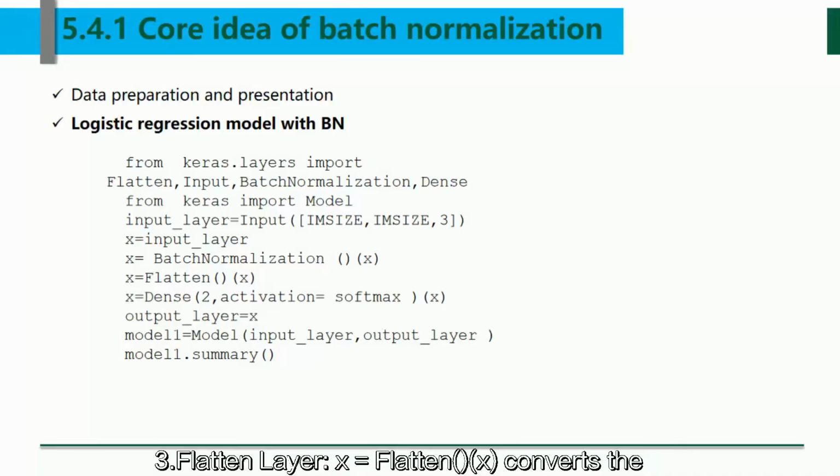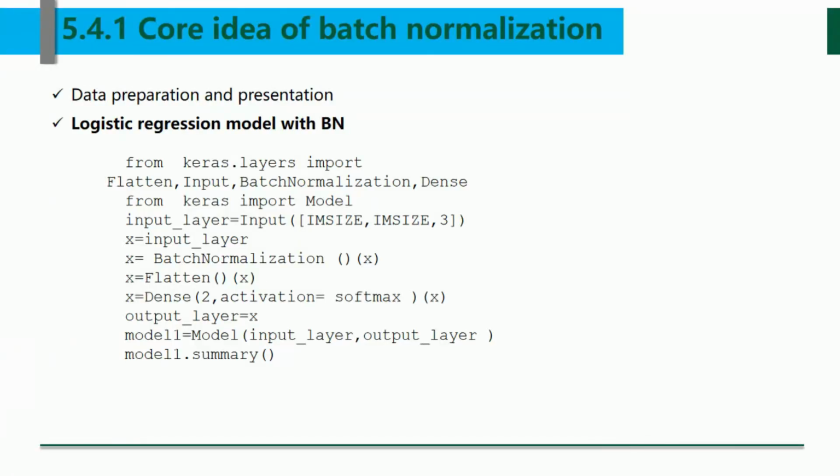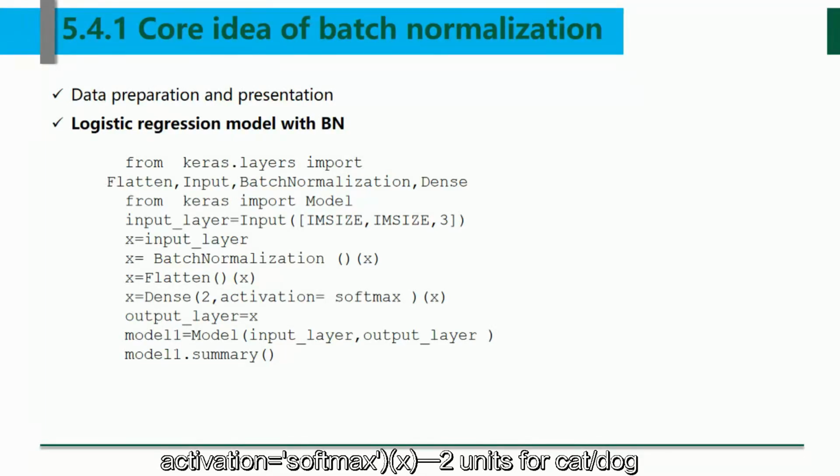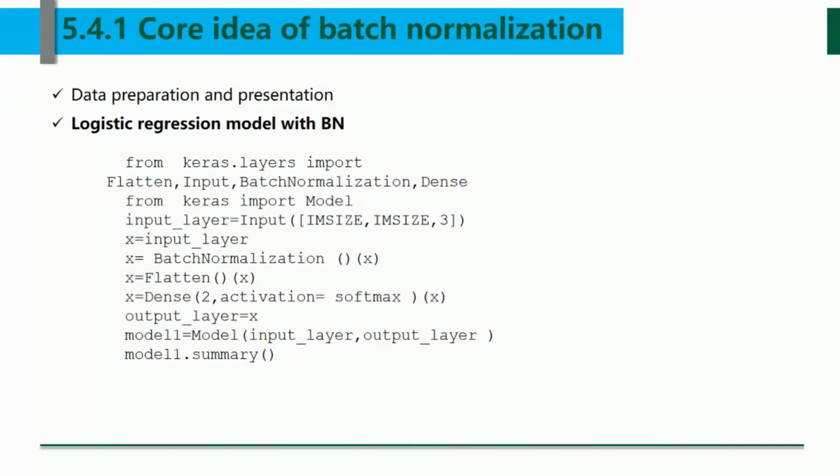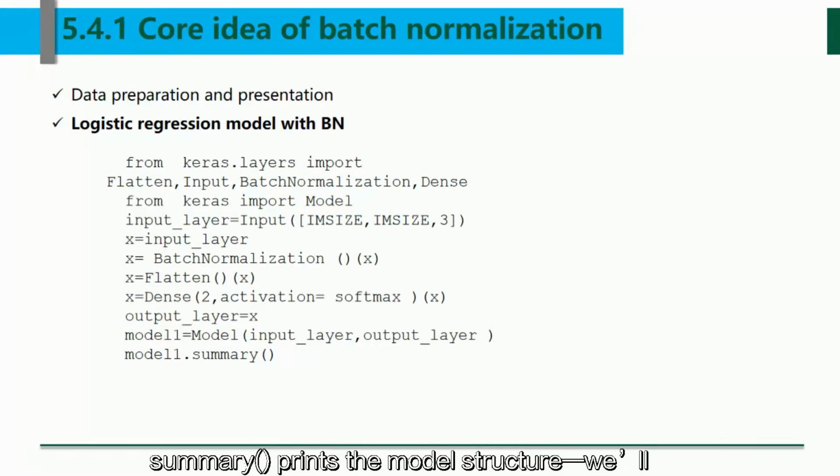It normalizes the input data of the next layer, stabilizing training. Third, the flatten layer, X equals Flatten(X), converts the 3D image tensor, 128 multiplied by 128 multiplied by 3, into a 1D vector. 128 multiplied by 128 multiplied by 3 equals 49,152 elements. Fourth, the output layer, X equals Dense(2, activation equals softmax)(X), 2 units for cat or dog classification. Softmax outputs probabilities. Finally, model1.summary() prints the model structure. We'll analyze this structure next.